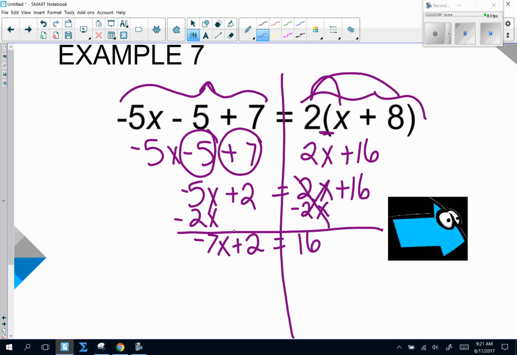Okay, so now all of my x's are on one side of the line, so I have to get my plain old numbers, my constants, on the other side. So I have to get rid of a plus 2. So to move a plus 2, I'm going to subtract 2. Whatever I do to one side, I do to the other.